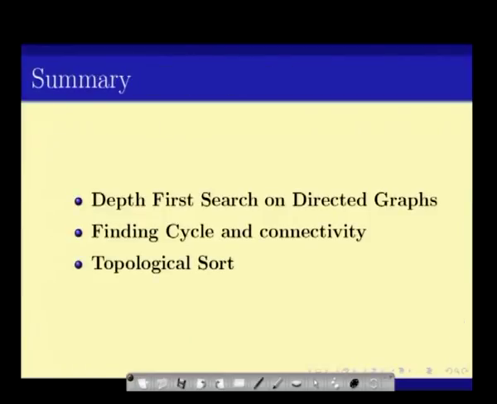So, this brings us to the end of this lecture. We have seen the depth first search for directed graphs, then we looked at how to find cycles in a directed graph and connectivity, and then finally we saw the applications of DFS for topological sort. We will come back next lecture with a new algorithm for finding a spanning tree. Thank you.